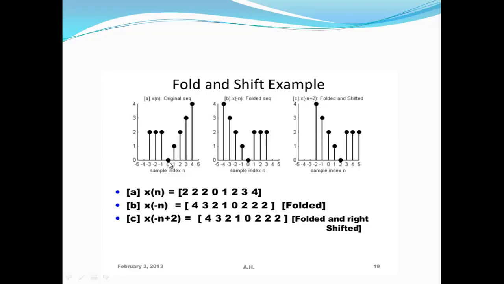Okay, this is your original sequence. At time instant 0 it is 0, at time instant 1 it has some value, at time instant 2 it has some value, at time instant 3 and 4, and similarly on the negative axis it also has some values. Here is the amplitude. At time instant minus 1 it has the value of 2, at time instant minus 2 it has the value of 2. Similarly, at 4 it has the value of 4, and at 3 it has a value.